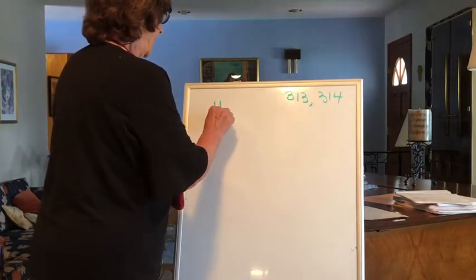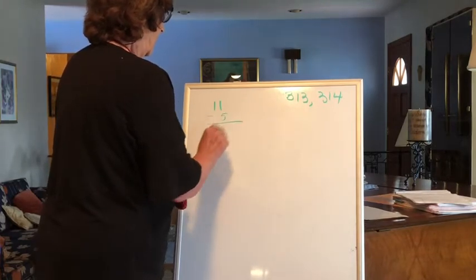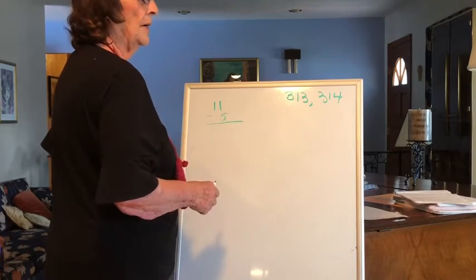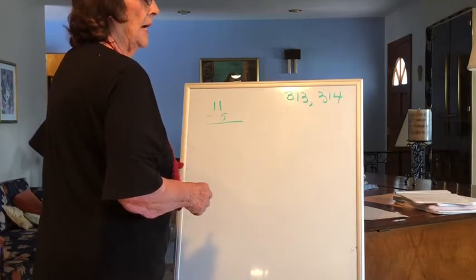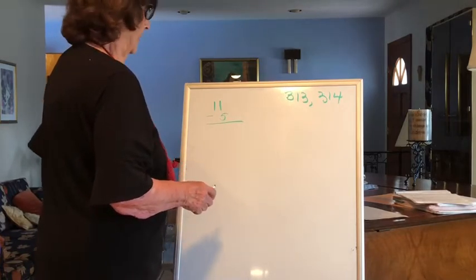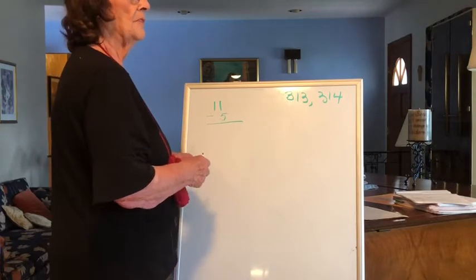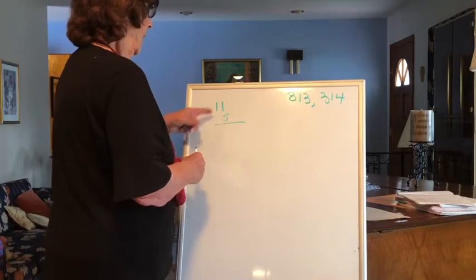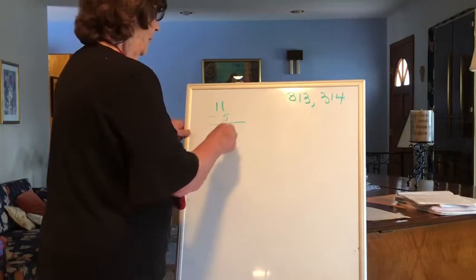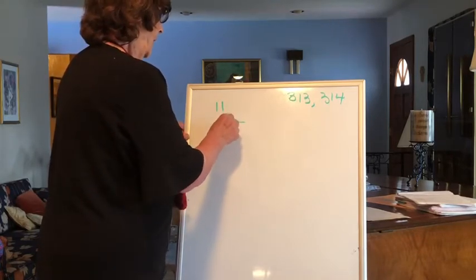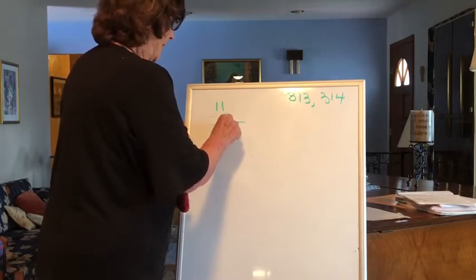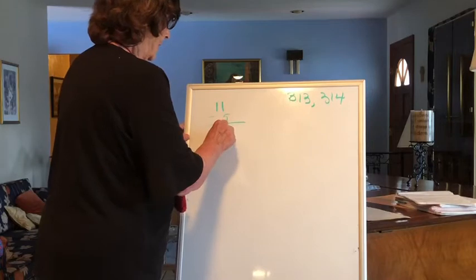11 minus 5. Okay, if you have 11 and you take away 5, how many will you have left? You know that 5 and 5 make 10, so one more would be... 5 and 5 would make 10, but this is 11, so you know that it is 6.